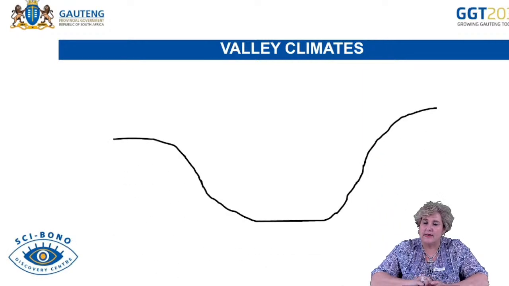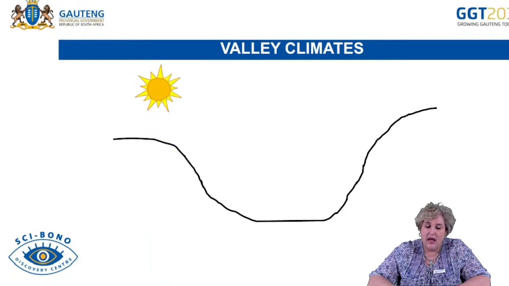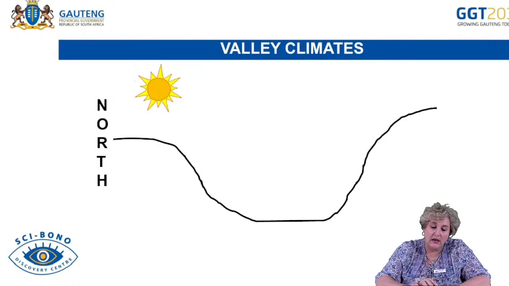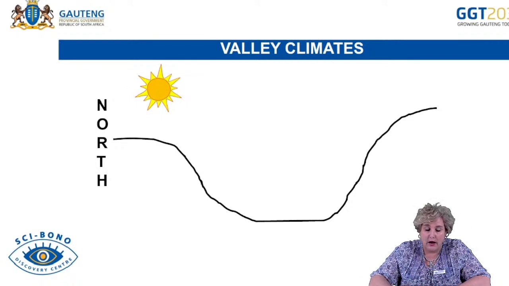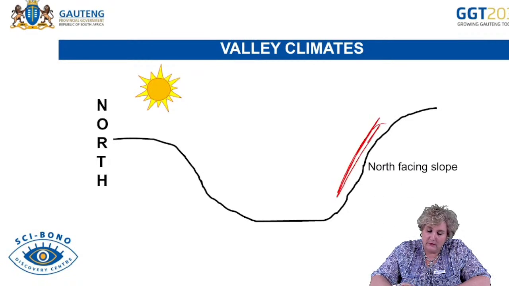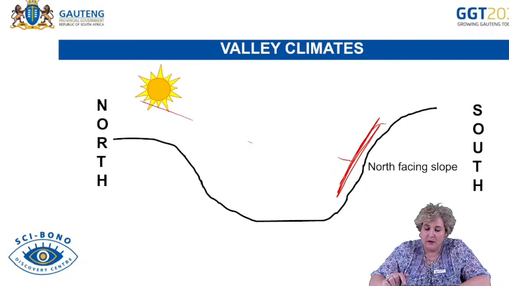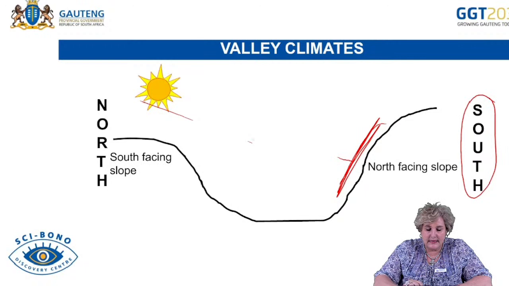Okay, let's look at this. And this is now how we're going to draw. You must be able to draw this. There is my valley. I have the sun that is coming in. And where does that sun sit? The sun is from a northern angle, which means this slope over here is my north-facing slope because this slope faces north. And on the other side, here's my south-facing slope. So this slope faces south and this slope faces north.